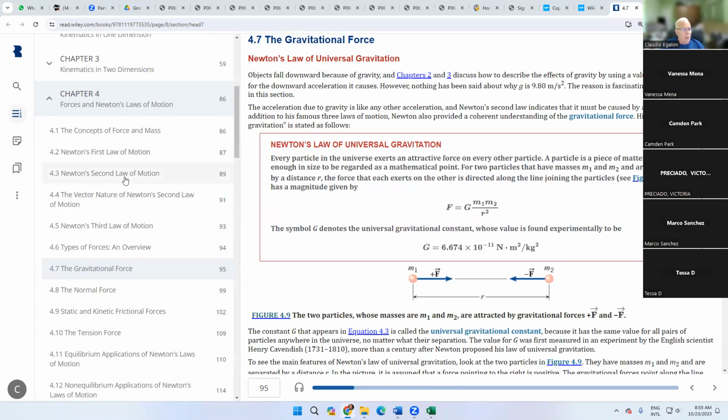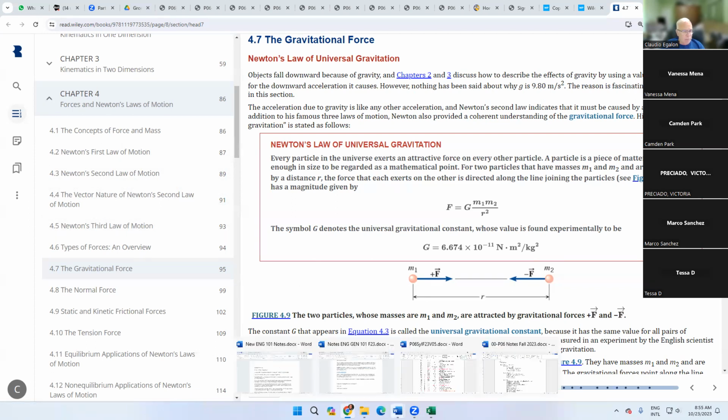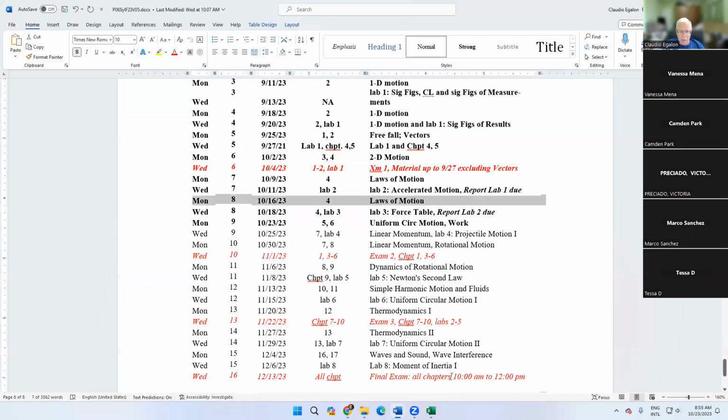Then we went into the second law of motion, vector nature of Newton's second law. Newton's third law of motion, I covered that as well. And types of forces.